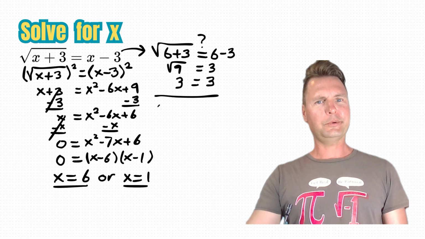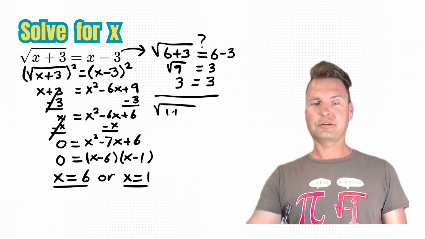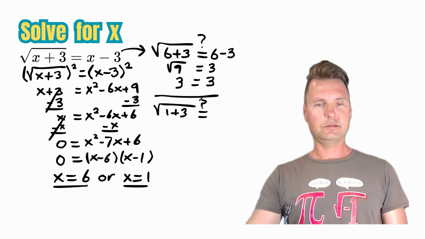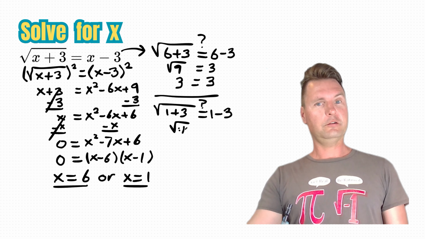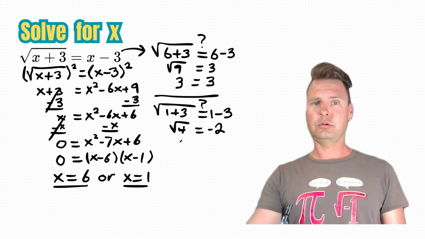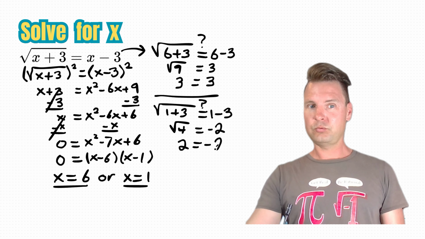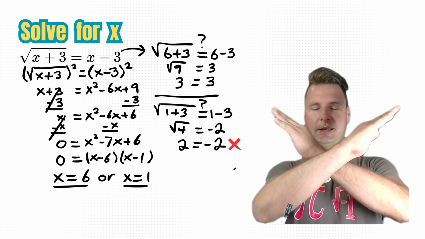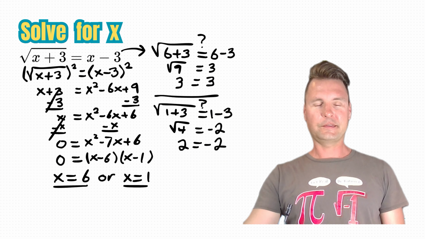Alright, well, what about x equals 1? Plug in, get the square root of 1 plus 3. Is that equal to 1 minus 3? Or is the square root of 4 equal to negative 2? Does 2 equal negative 2? Nope, that doesn't work. And it is called an extraneous solution.